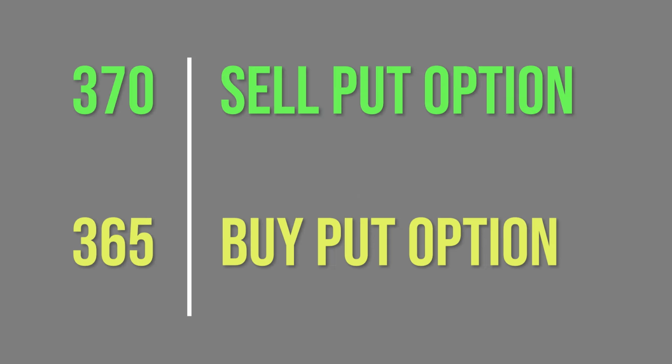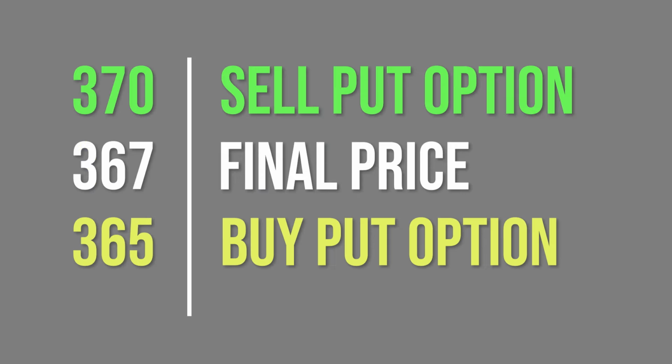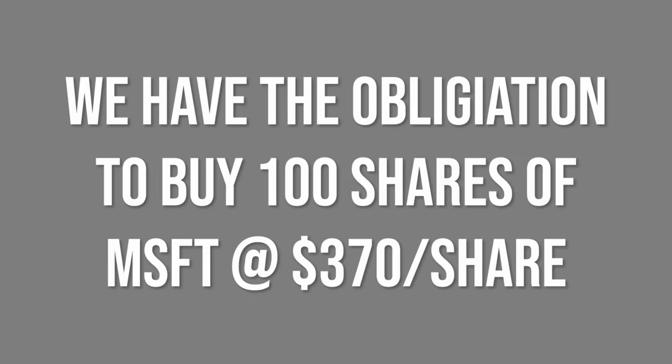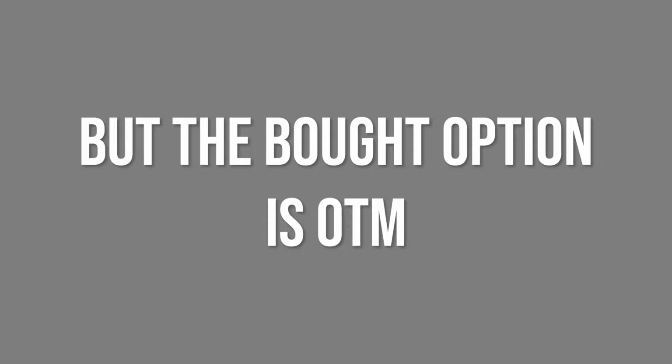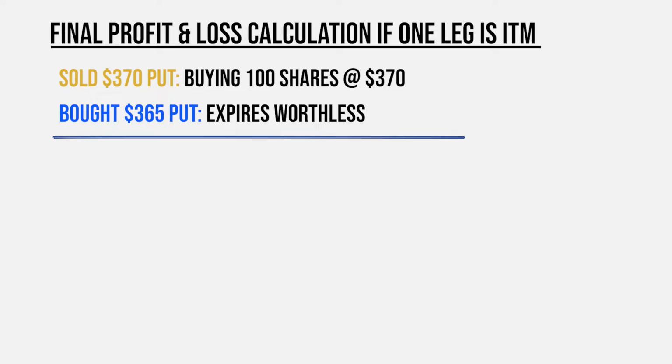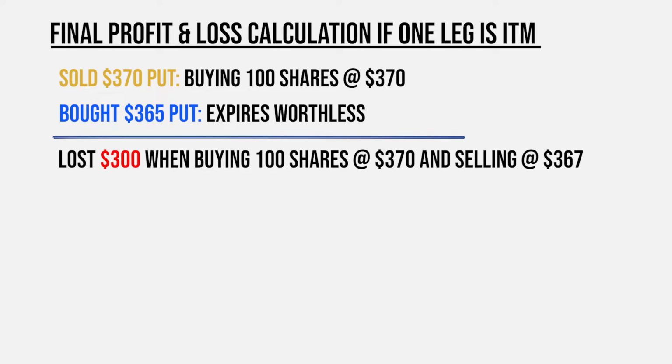The middle case scenario: what happens if Microsoft were to be between 370 and 365? 367 as an example. This means that the sold option is in the money, but the bought option is out of the money. We have an obligation now to buy 100 shares of Microsoft at 370, even though it's at 367. But because the bought option is out of the money, we don't have the obligation to sell those 100 shares at 365. With those 100 shares that we bought of Microsoft at 370, we can then sell them at 367 a share, resulting in a $300 loss from that transaction.